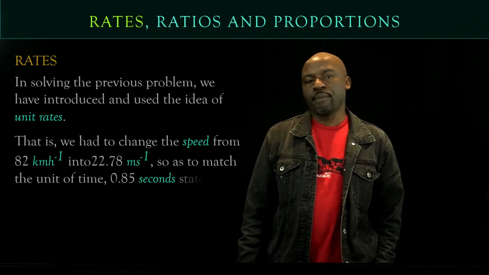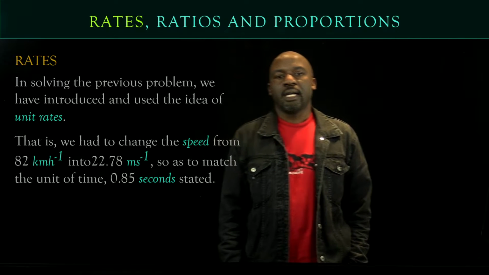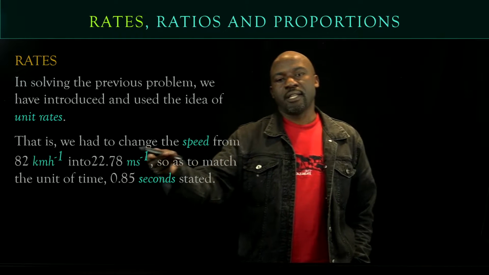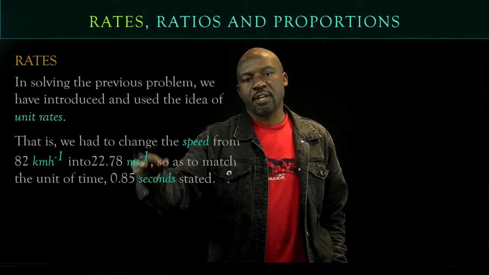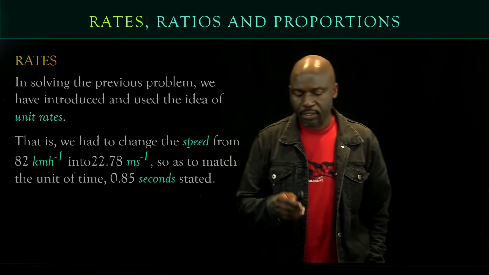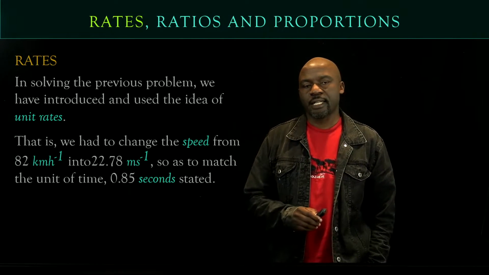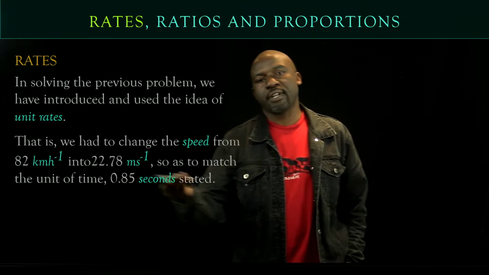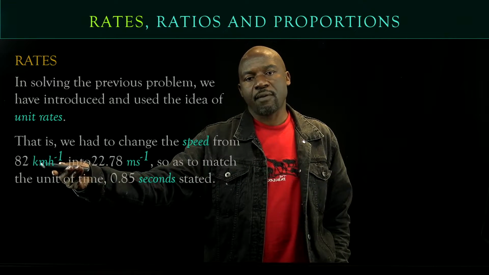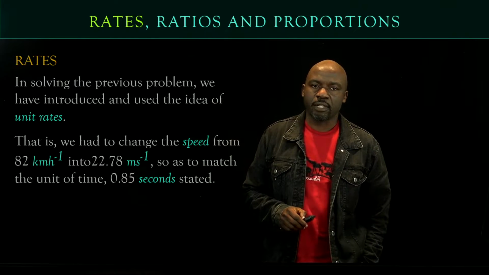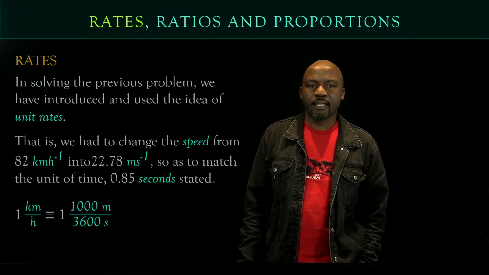We change the speed from 82 kilometers per hour to 22 meters per second, so that the unit of the speed matches the unit of the time in seconds before we multiply speed and time. Okay, we could also have kept the speed in kilometers per hour, but in that case we would have had to change the time into hours as well. So how do I get that?